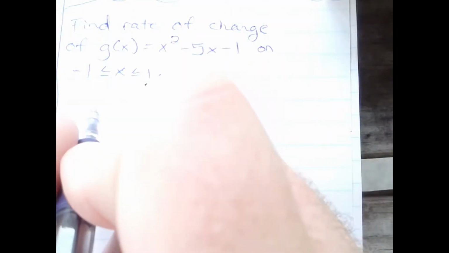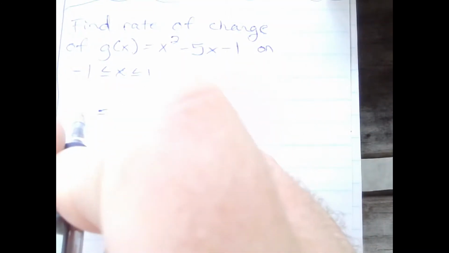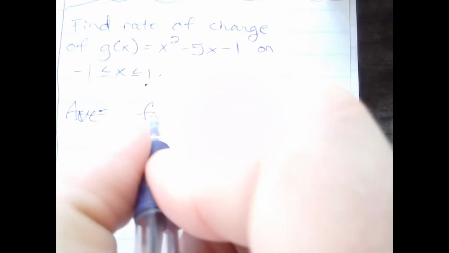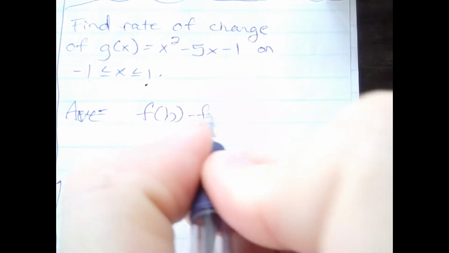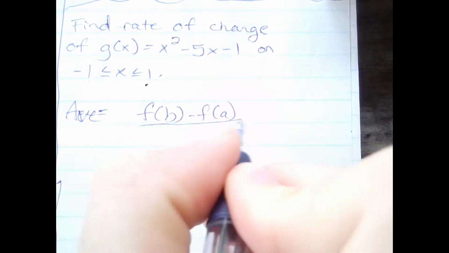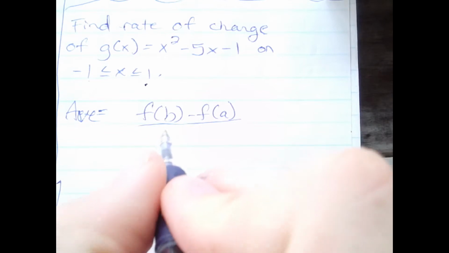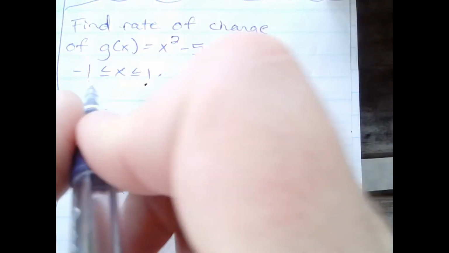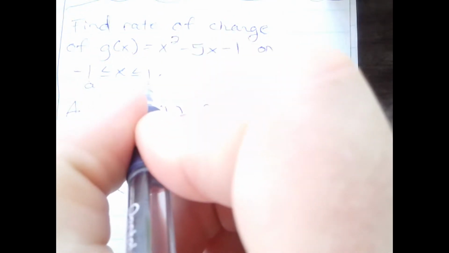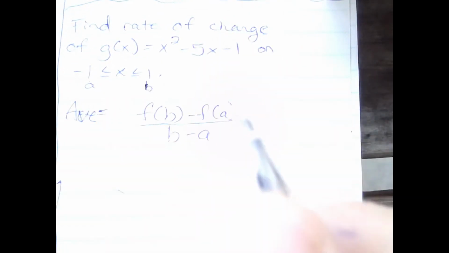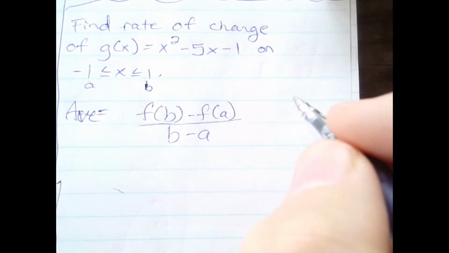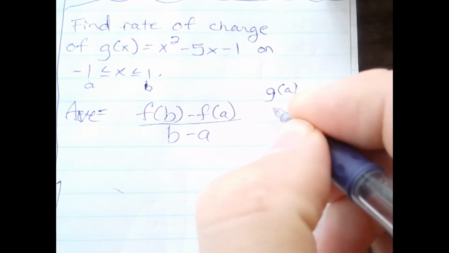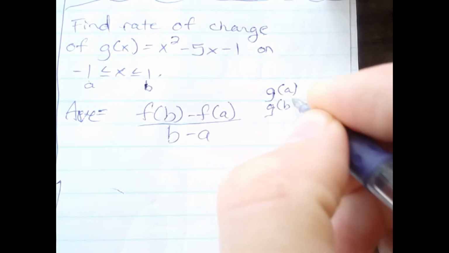Now, to find the average rate of change of a function, think of the slope formula, but we're going to use values of the function instead. f of b minus f of a, all over b minus a, where -1 is our a and +1 is our b. Now to calculate these values, for g we need to find g of a and g of b.